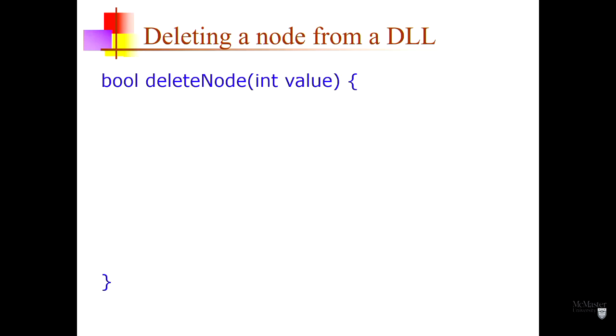Current.previous.next is yourself, right? .next.previous is yourself as well, right? It has to be current.previous.next equals current.next. Yes?